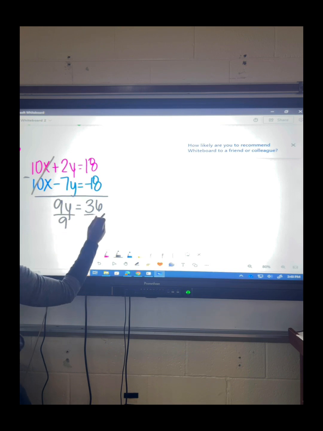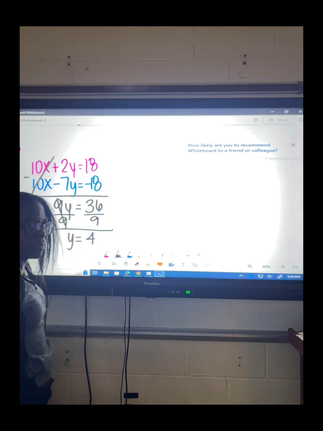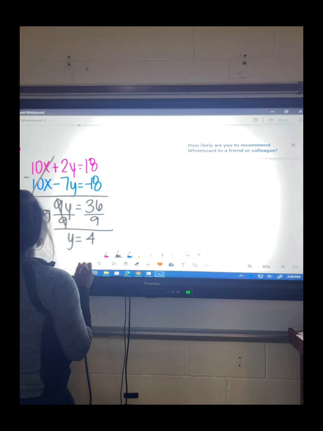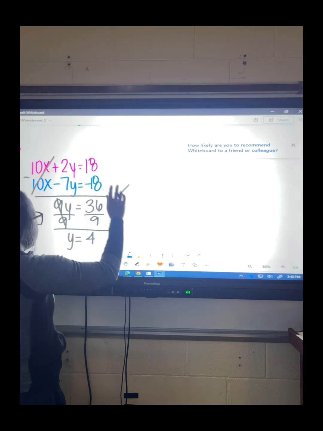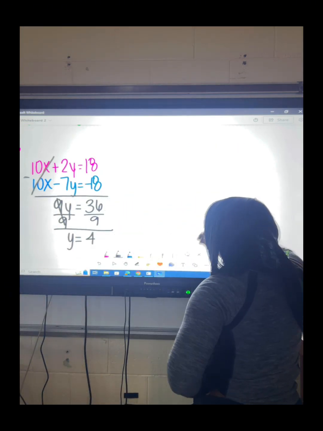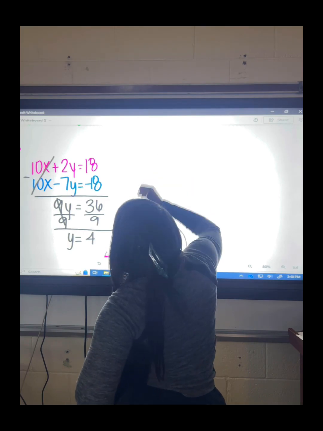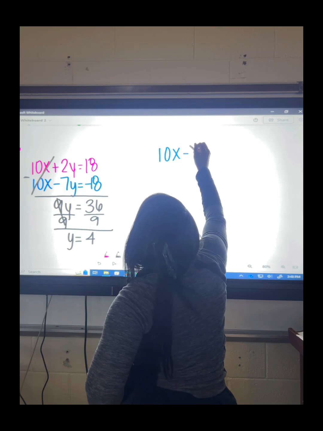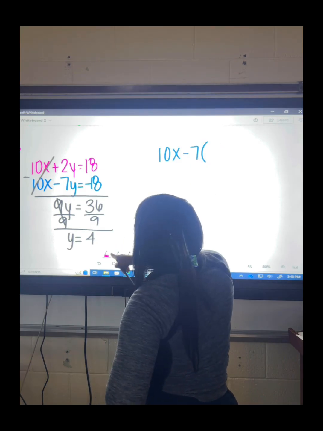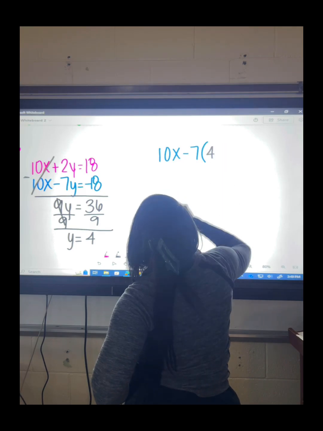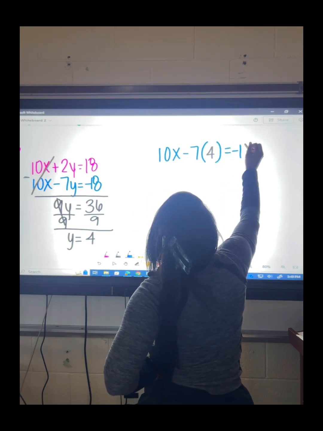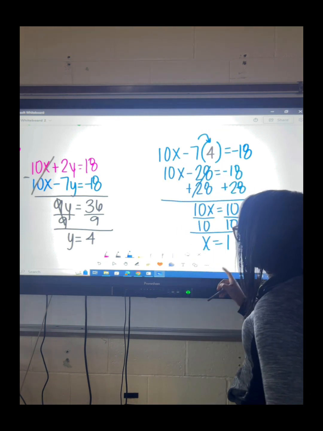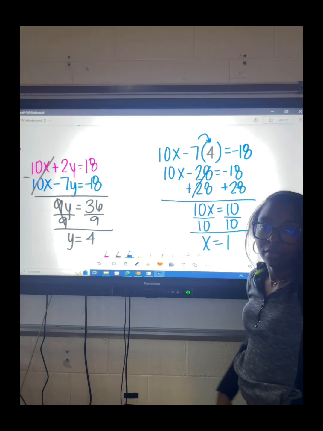And then I divide by 9, so y equals 4. Not done though, because I need to plug in somewhere. Either one, it does not matter which one you plug it into. Let's do the blue because I did pink last time. So 10x minus 7 times y, which is 4. Solve. Okay, so my answer is 1, 4.